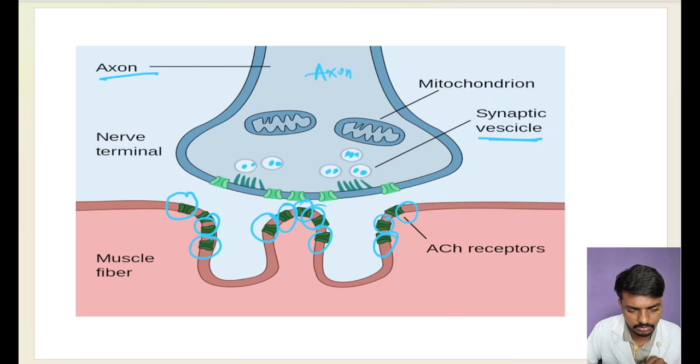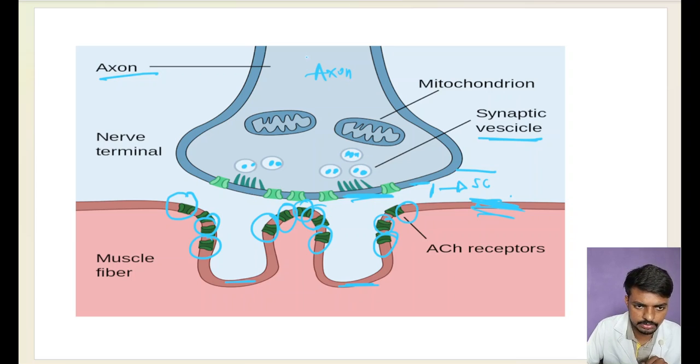Very important point. This gap is called the synapse. This junction is called the synapse, and this gap is called the synaptic cleft. The membrane before the synaptic cleft is called the presynaptic membrane, and the membrane after the synaptic cleft is called the postsynaptic membrane. Here this one is the presynaptic membrane. Very important.